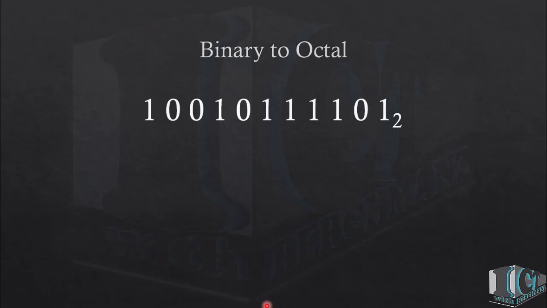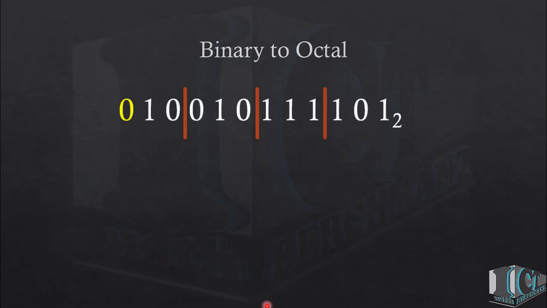10010111101. Now to convert a binary number into octal, the first thing that we have to do is to divide these numbers from the right side into groups of 3 digits. So from the right, if I start, I'm going to divide 3 numbers, then another 3, another 3, and I'm left with 2 digits there, which I can fill up with an additional 0.